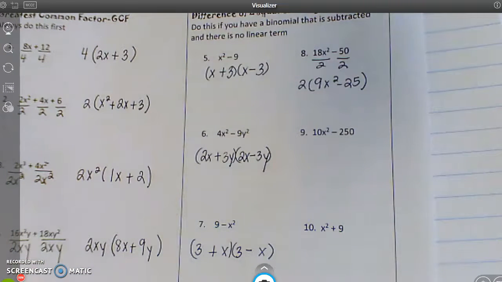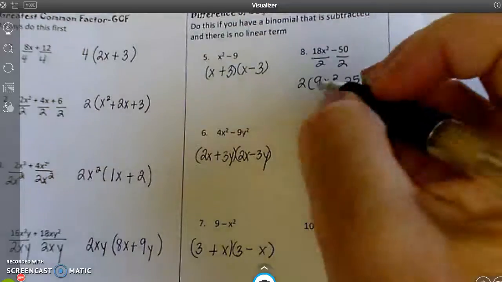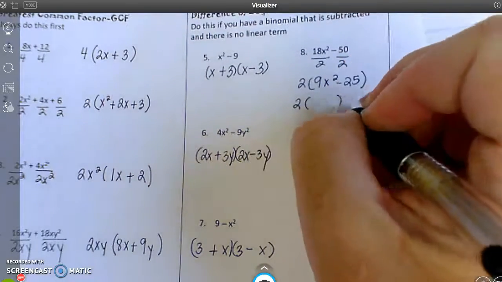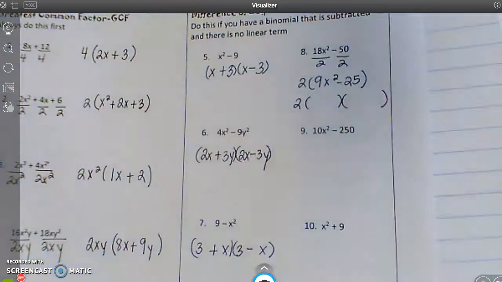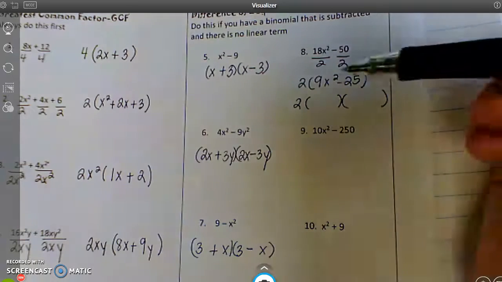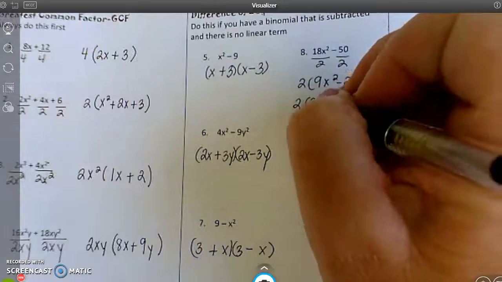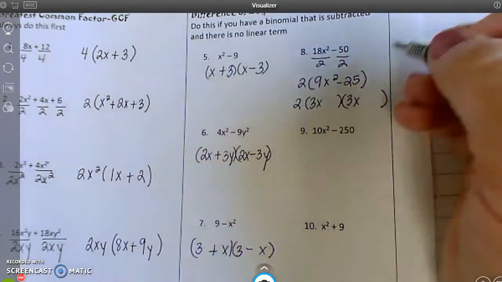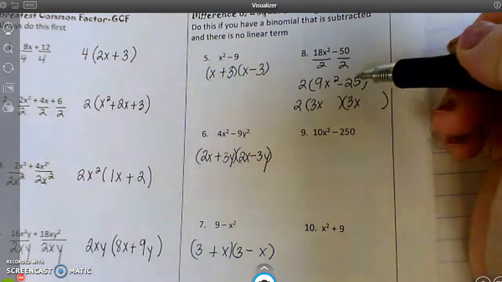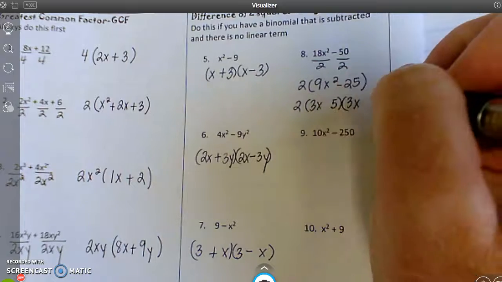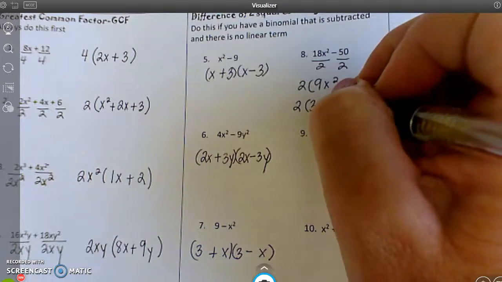And then after that, I look at it and say, oh, well now it's the difference of two squares. Because I have something that's squared and something that's squared. Okay? Your 2 is still part of your answer. You just put it out in front of the parentheses. And then you take the square root of each. So 9x squared, the square root is 3x. The square root of 25 is 5. And then you put a plus and a minus.